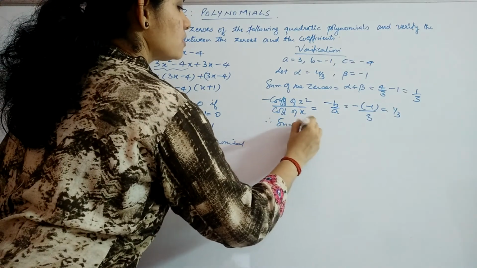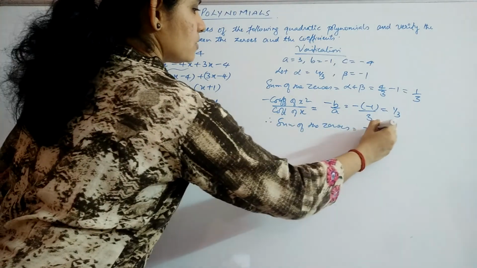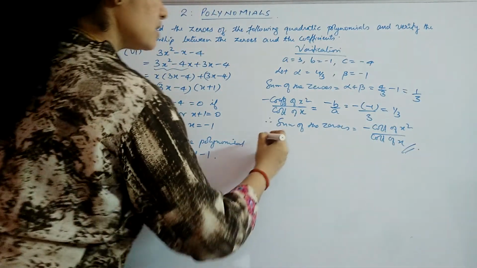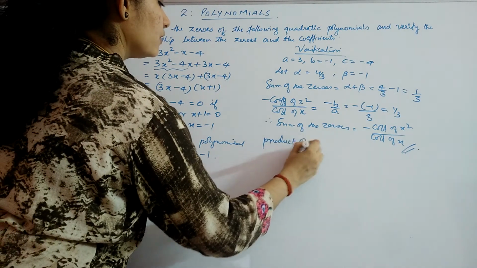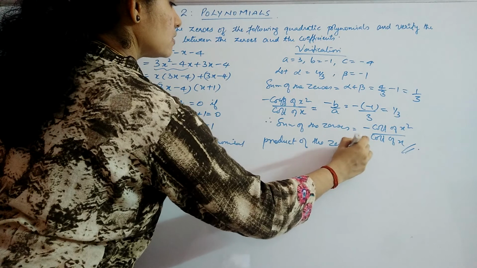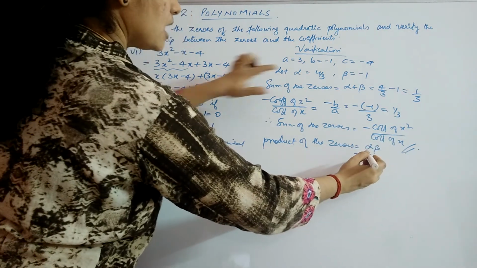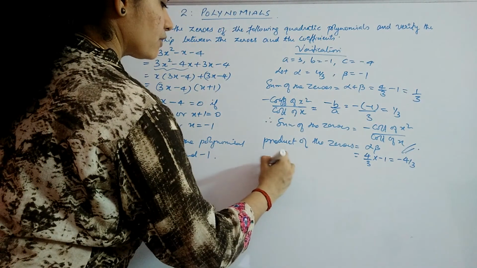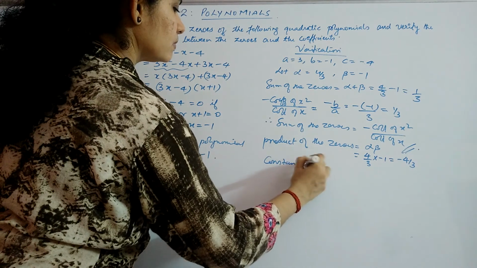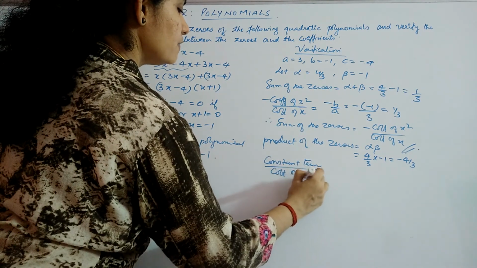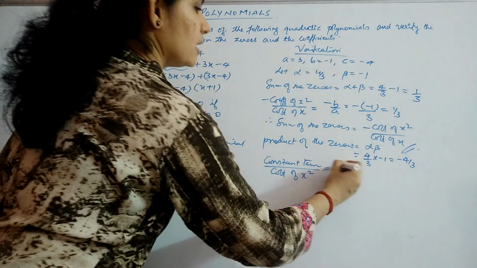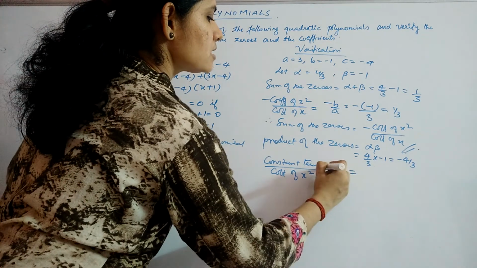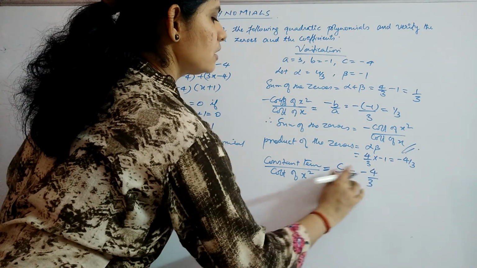Therefore, sum of the zeros is equal to negative coefficient of x divided by coefficient of x square. That is one part. Then product of the zeros is equal to alpha beta, which is alpha is 4 by 3 into minus 1, so minus 4 by 3. Okay. Now you have to check for constant term divided by coefficient of x square. Constant term is how much? It is minus 4, and this is c by a, right? So you will get c as negative 4 and a is your 3.